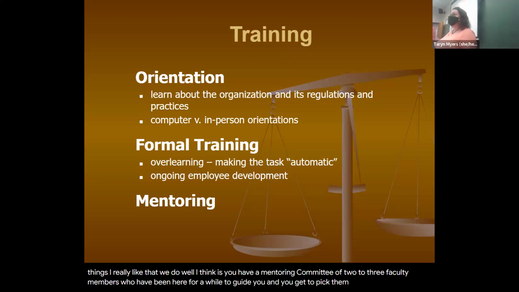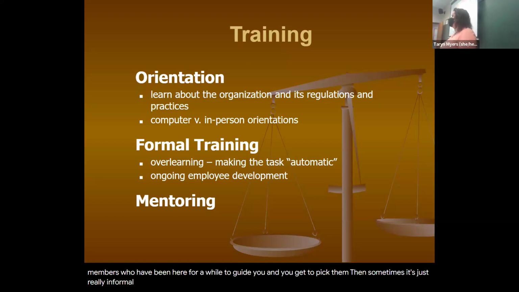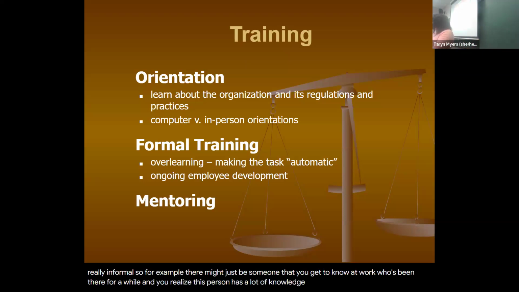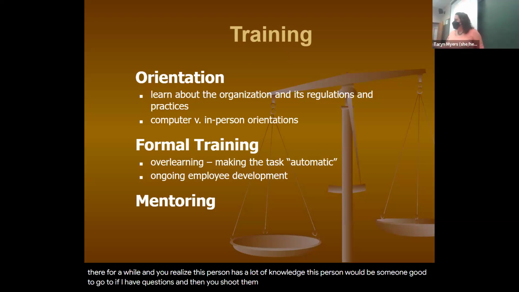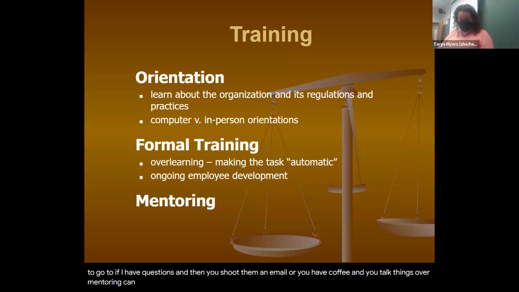And then sometimes it's just really informal. So for example, there might just be someone that you get to know at work who's been there for a while. And you realize this person has a lot of knowledge. This person would be someone good to go to if I have questions. And then you shoot them an email or you have coffee and you talk things over. Mentoring can be really useful.